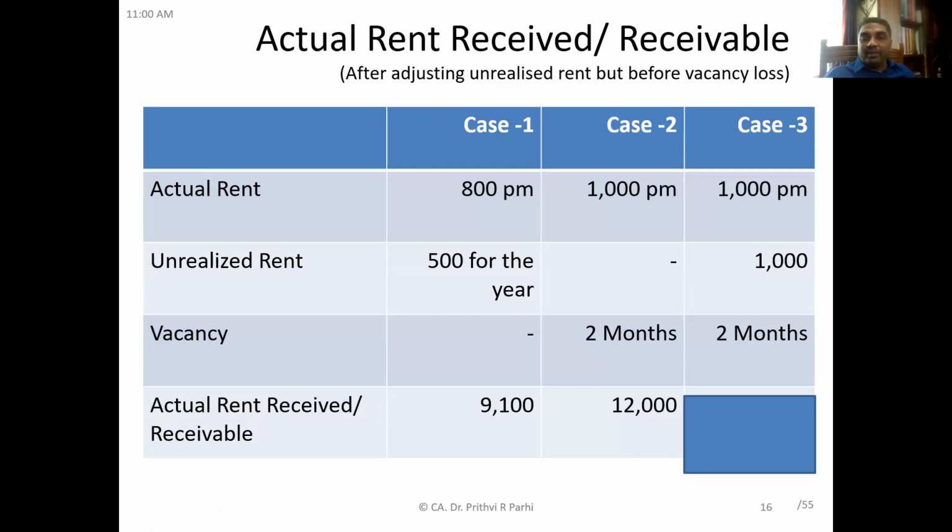11,000. 11,000. Okay. Right, so that is the correct answer. So I think all of you have understood how to compute the actual rent received and receivable. Don't get confused with the vacancy period at this stage when you are computing the actual rent received or receivable.